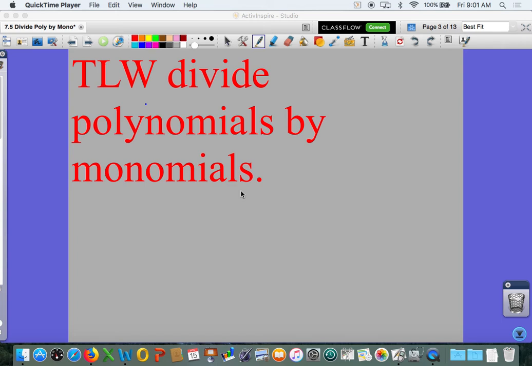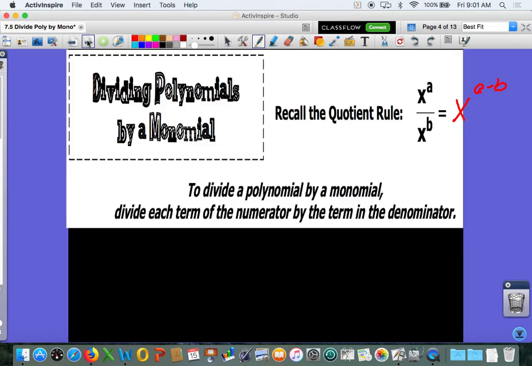Alright, today we're going to be looking at dividing a polynomial by a monomial. When you're dividing a polynomial by a monomial, you have to recall the quotient rule. Remember, the quotient rule says divide your coefficients and then your variables with the same base, so same variable, keep the base and subtract the exponents. To divide a polynomial by a monomial, you will be dividing each term of the numerator by the term that is in the denominator.